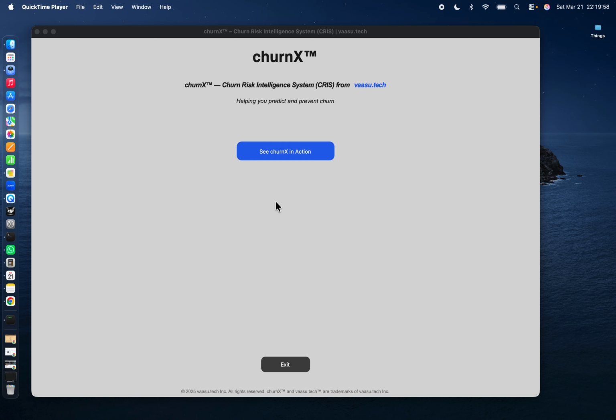churnX is not just another dashboard. It is an intelligence layer, an expert set of eyes that detects early, often invisible signals of churn. Because churn rarely happens suddenly, because it builds quietly through small behavioral shifts that are easy to miss but critical to understand, we need a platform, churnX. So let's see it in action.